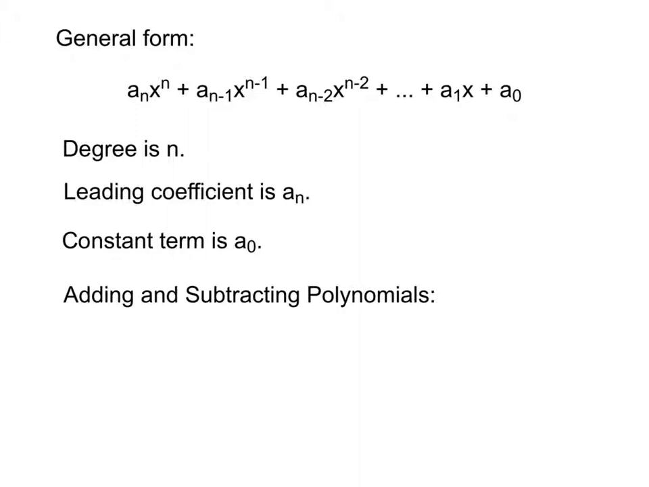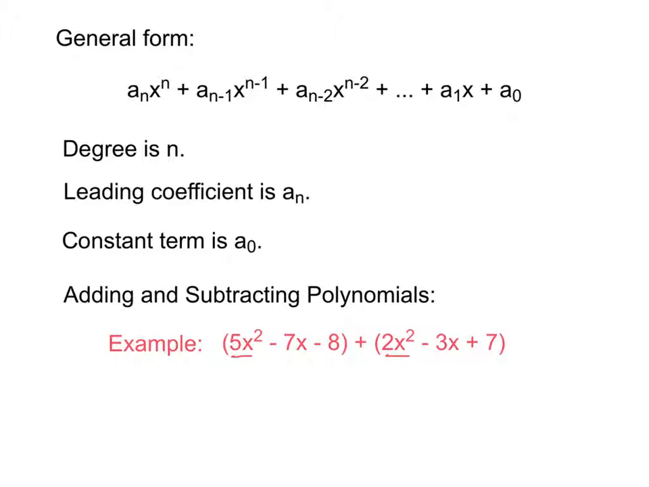So now let's talk about adding and subtracting polynomials. Polynomials are added and subtracted by simply combining like terms. So for example, let's say we were trying to add these two polynomials, 5x squared minus 7x minus 8 plus 2x squared minus 3x plus 7. We would simply look for like terms. And notice we have an x squared term here and an x squared term here. So we could combine 5x squared and 2x squared and come up with 7x squared.